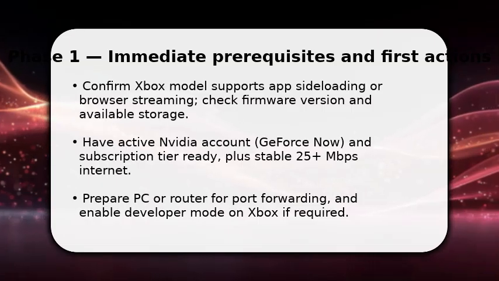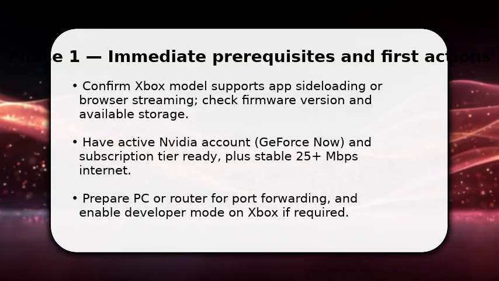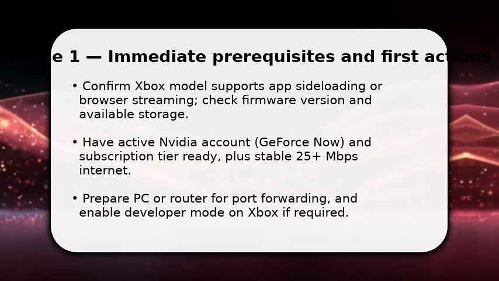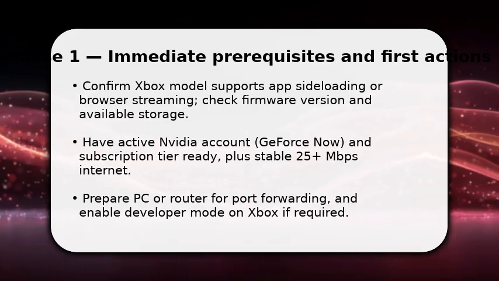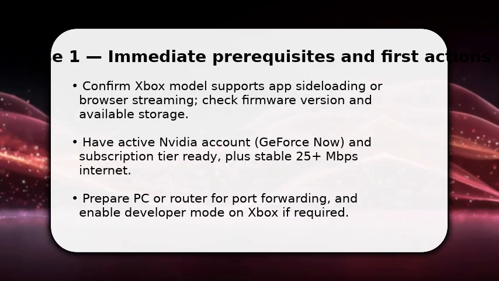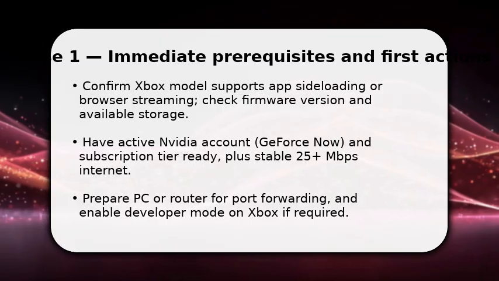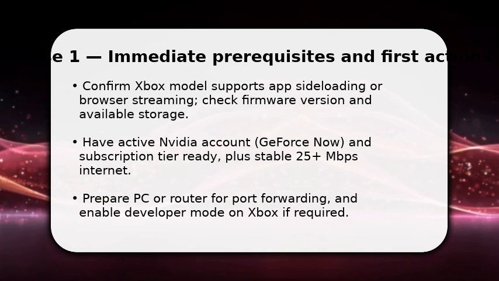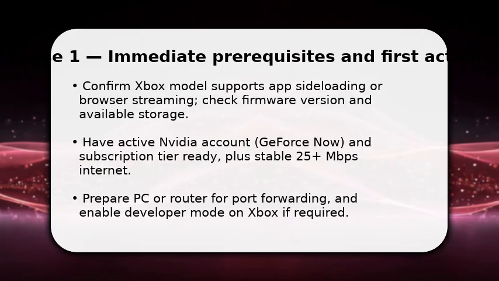You start by verifying prerequisites. Your Xbox model, firmware, storage, and a GeForce Now account with an appropriate subscription. Once done, make sure your home network delivers roughly 25 plus Mbps for cloud gaming. Lower speeds cause lag. Next, prepare any intermediate device, PC or router, for port forwarding and test connectivity. If you plan to use Xbox developer features, enable developer mode now. These immediate steps get you into a position to route streaming to the console without wasting time.